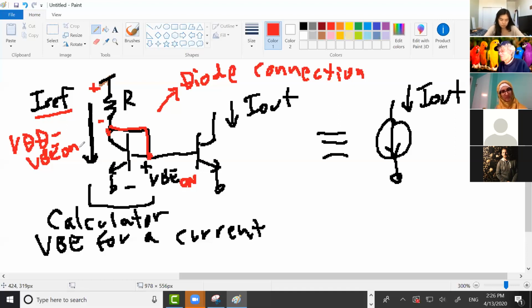And you say, well, wait a minute, VBE is not going to actually equal VBE on. It's going to be pretty close to it. And this generally gives you pretty close to your target current.